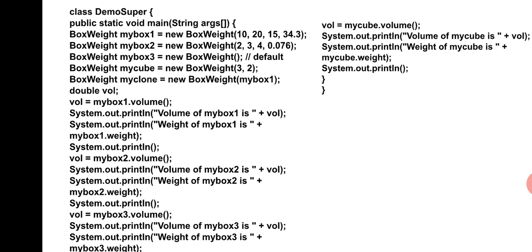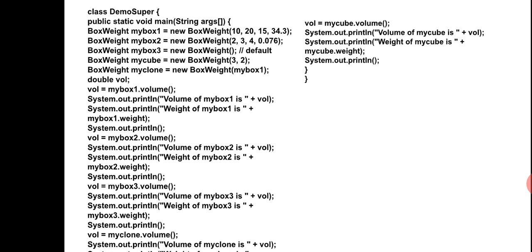Fine. After that you have vol, which is a variable of type double. Next, using vol you are calling mybox1 dot volume, so by default mybox1 will have the values 10, 20, 15 and 34.3, because that object will hold those values.